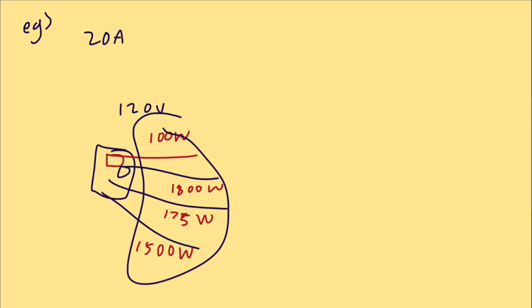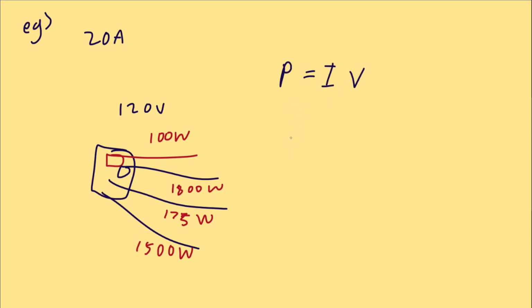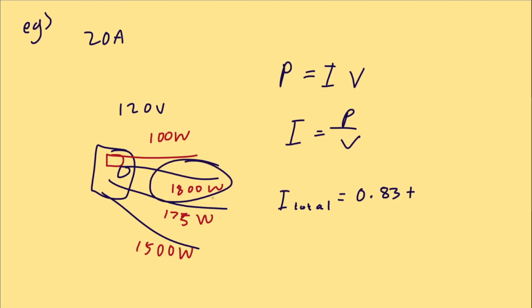Let's add up all of these powers in terms of current, because amps is current. The formula we use is rearranged from the power formula, which is on the cheat sheet in the description. It's I equals P over V. And if you apply this to each of these values, you find for the desk lamp, it's 0.83 amps, plus the heater, which is 15 amps, plus your amplifier, which is 1.46, plus your hairdryer, which is 12.5. In total, your current is 29.79 amps. So yes, the breaker will trip.